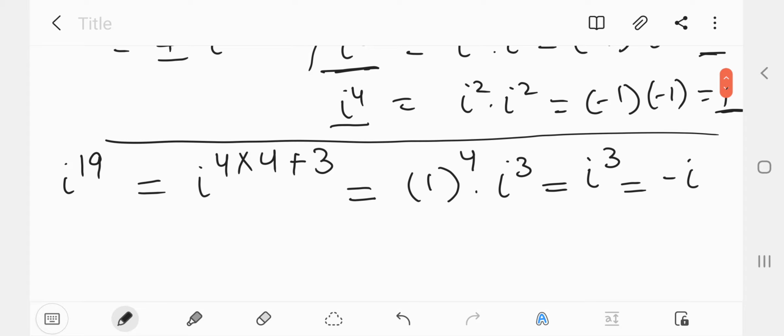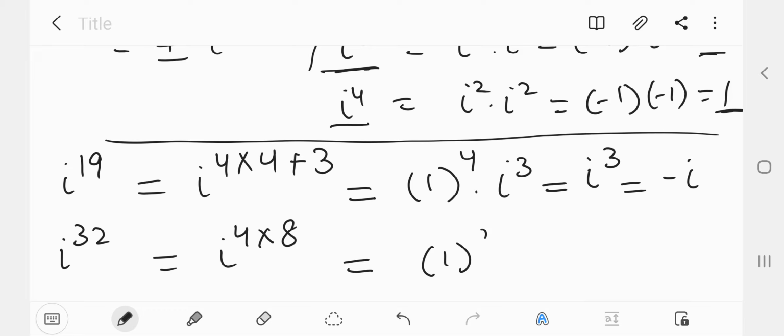Similarly, if we solve iota to the power of 32, that is iota 4 into 8. The value of iota 4 is equal to 1, so 1 to the power of 8 is equal to 1.